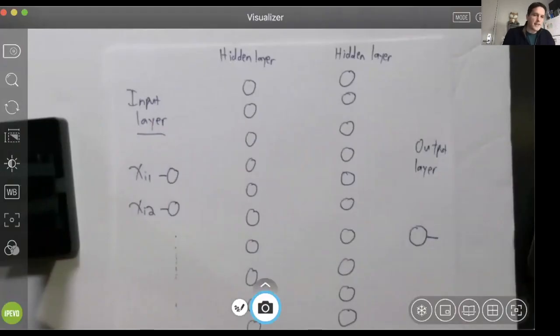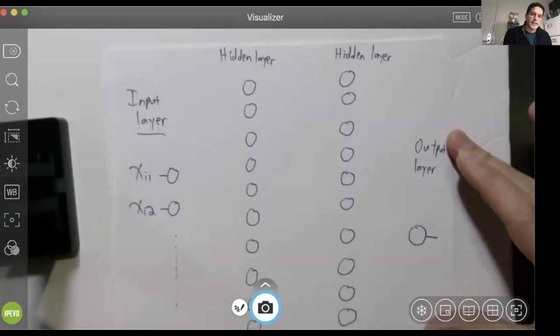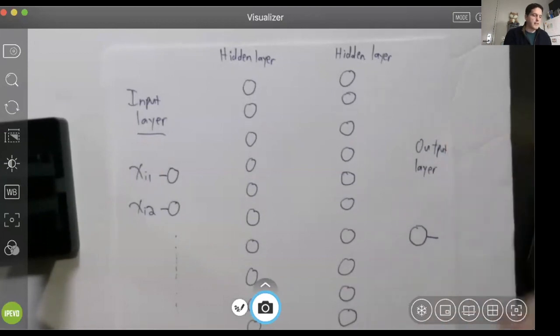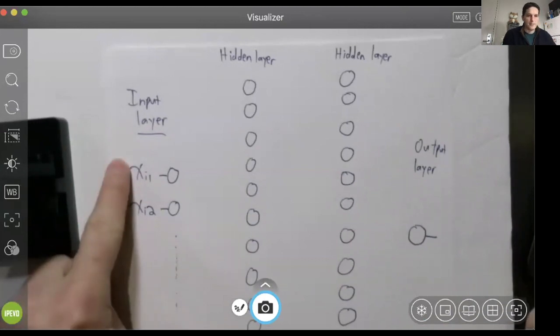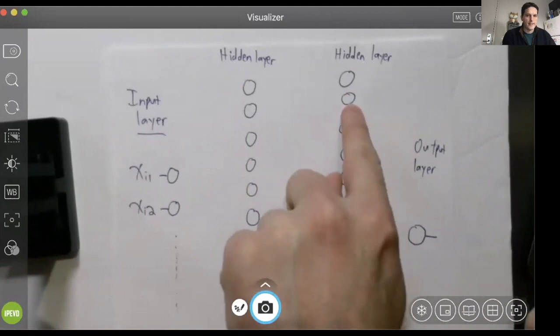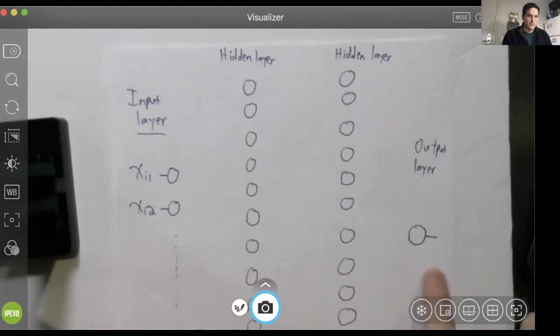When I say that we have to decide on the architecture of our neural network, I mean we have to decide things like how many layers will our neural network have? How many nodes will there be in each layer? And here's the architecture that we're going to use in this example. We're going to create a neural network that has 1 input layer, 2 hidden layers, and then an output layer.